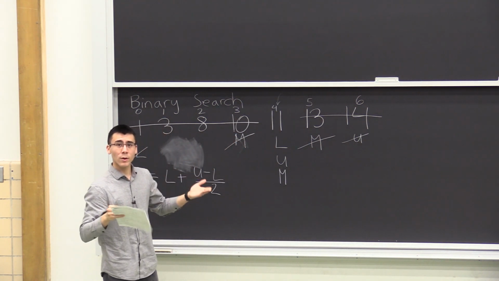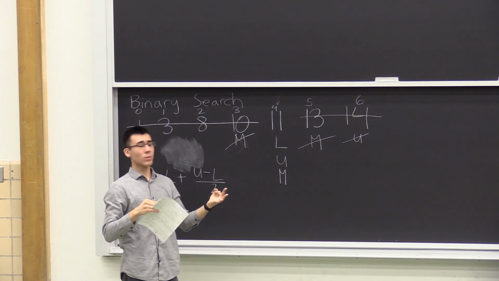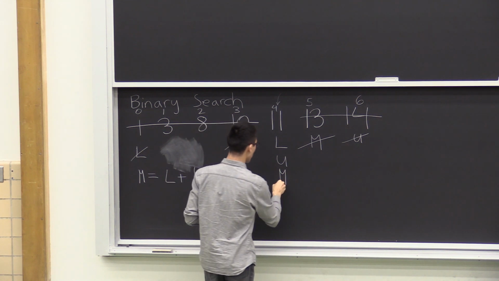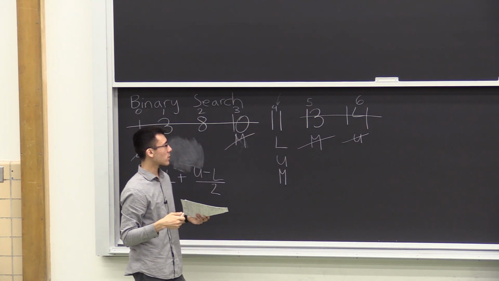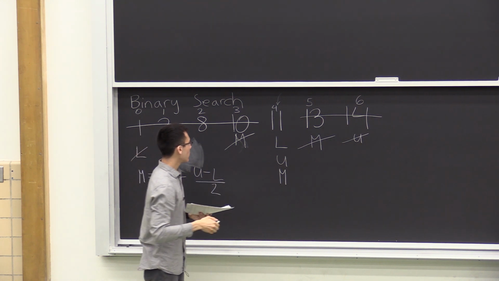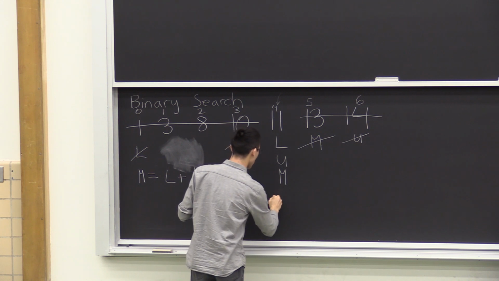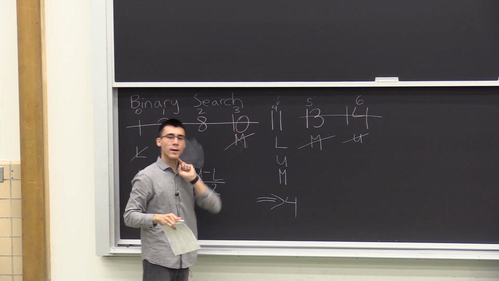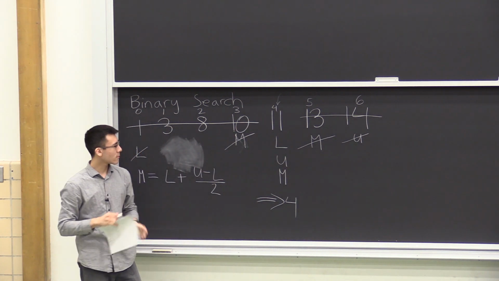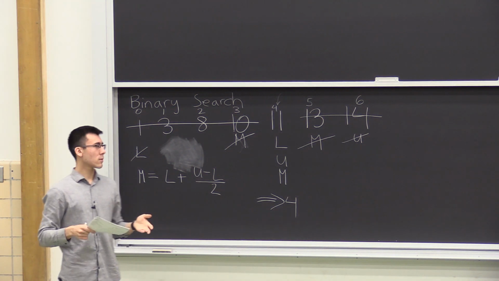We check what the array is at index m again. This is the third iteration that we're going through in our loop. And we see that array at m is indeed equal to 11, which is what we wanted to find. So now we're done, and we would return 4, because this is the index that 11 is located at. Okay? So this is all review.